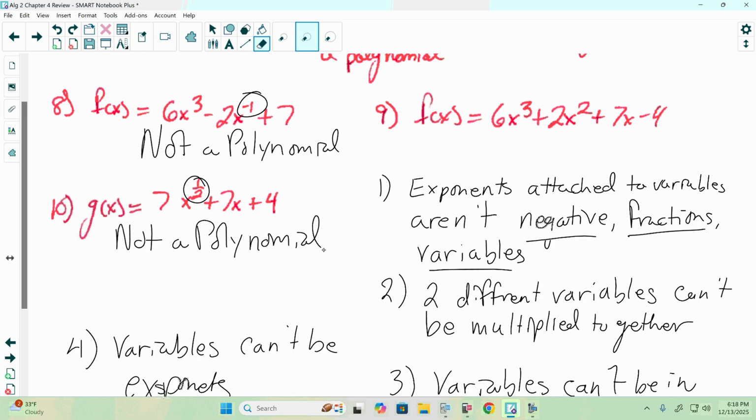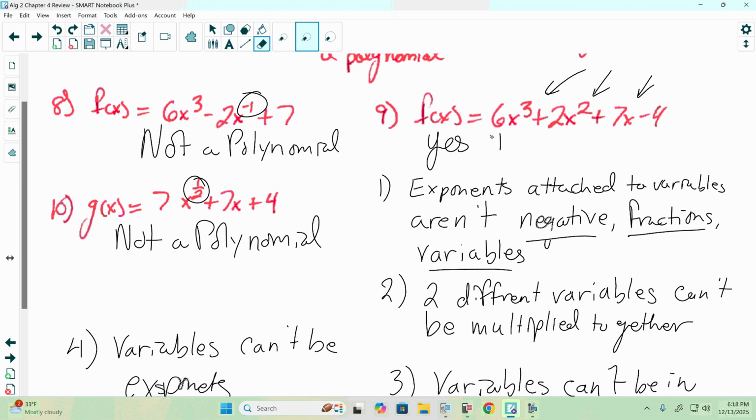If we look at number 9, there are no fractions in the exponent attached to variables. We don't have negatives in the exponent attached to variables. We don't have variables in the bottom of a fraction. We don't have two different variables being multiplied together. And we don't have variables in exponents, period. So yes, this is a polynomial function.